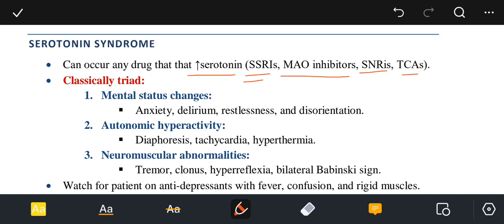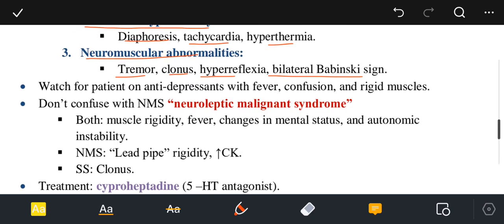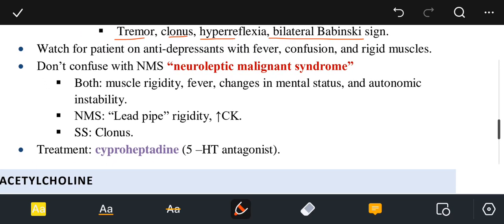Now, serotonin syndrome is characterized by a classical triad. Number one is mental status changes, for example, anxiety, delirium, restlessness, and disorientation. Then autonomic hyperactivity like diaphoresis, tachycardia, and hyperthermia, and neuromuscular abnormalities like tremor, clonus, hyperreflexia, and bilateral Babinski sign. Watch for the patient on antidepressants with fever, confusion, and rigid muscles.